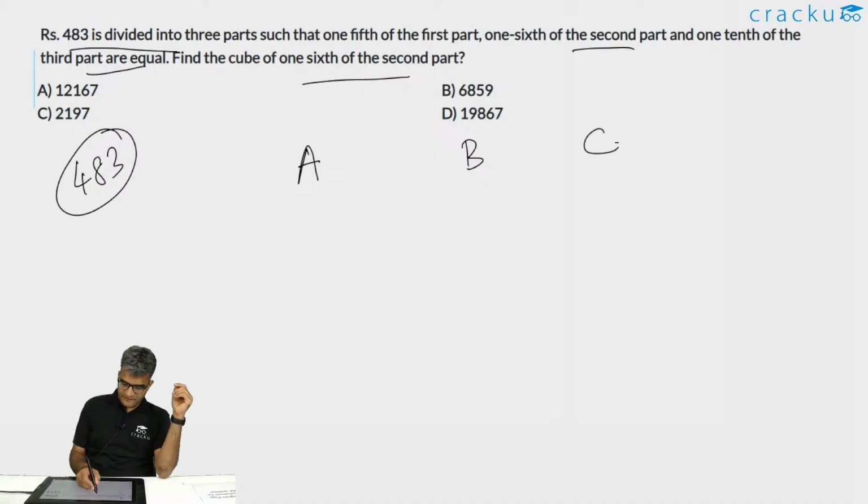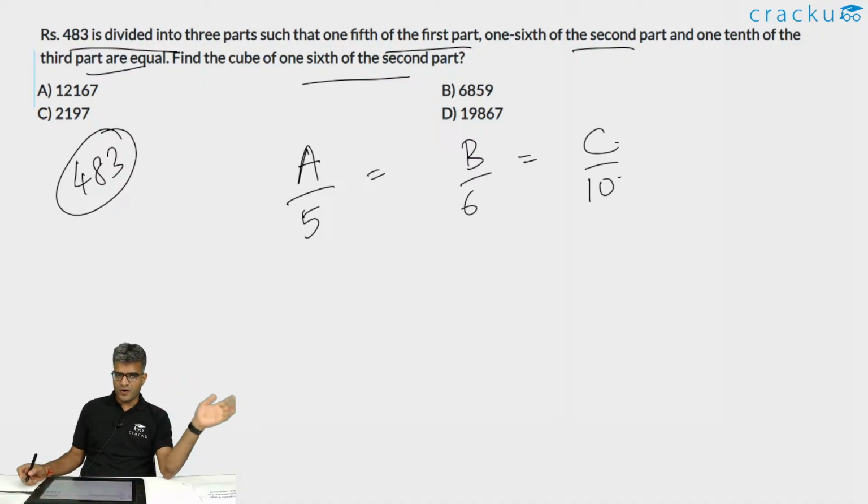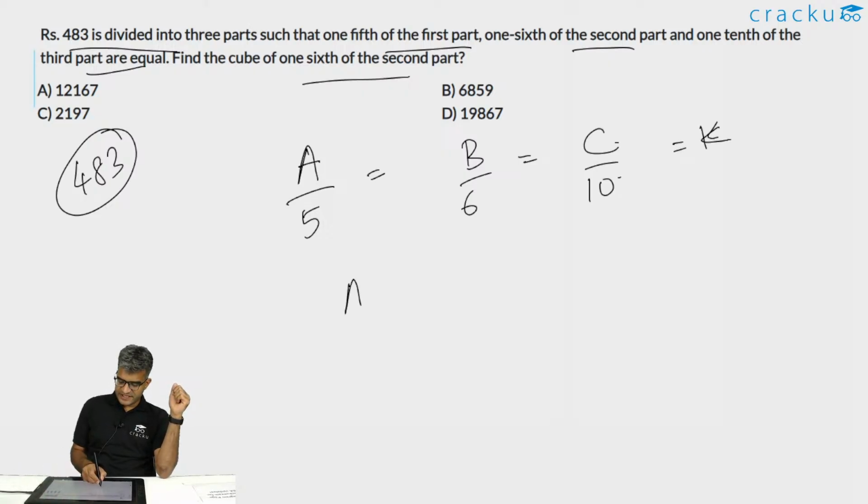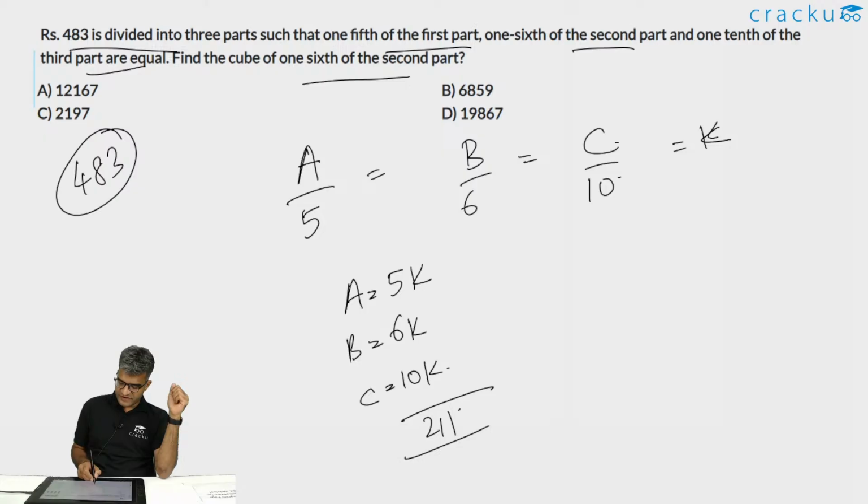Now, 1/5 of the first part is A by 5. This is equal to 1/6 of the second part, which is B by 6. This is equal to 1/10 of the third part, which is C by 10. Let all of them be equal to a particular number K. So A is equal to 5K, B is equal to 6K, C is equal to 10K. So the sum of all of them will be equal to 21K. That has to equal 483.